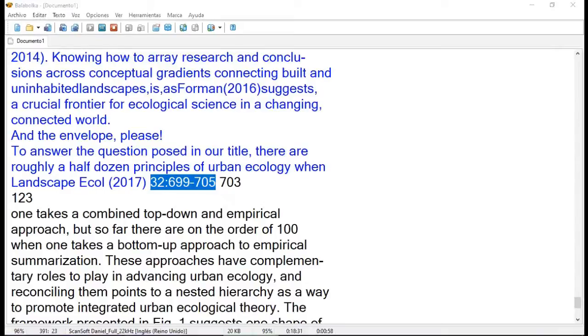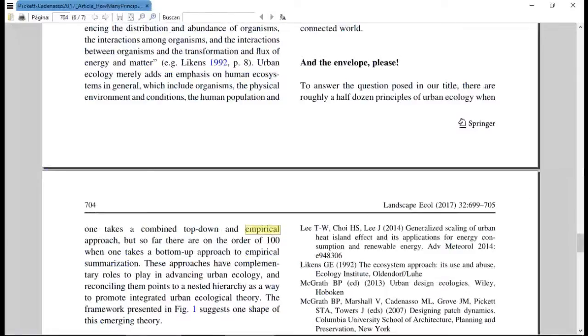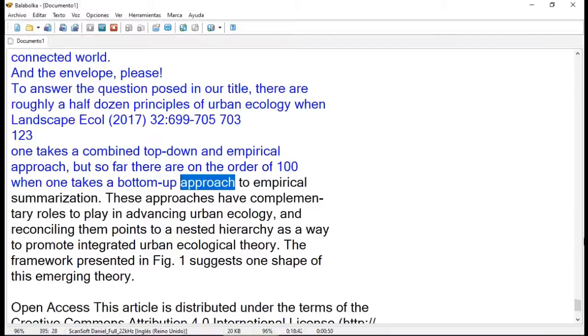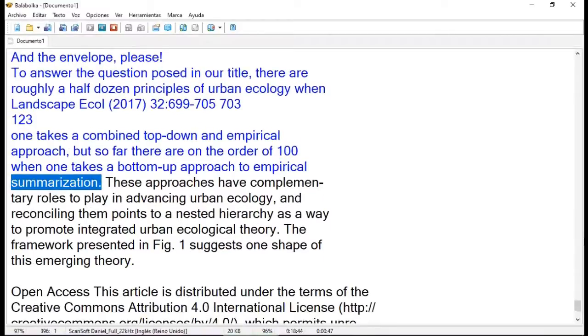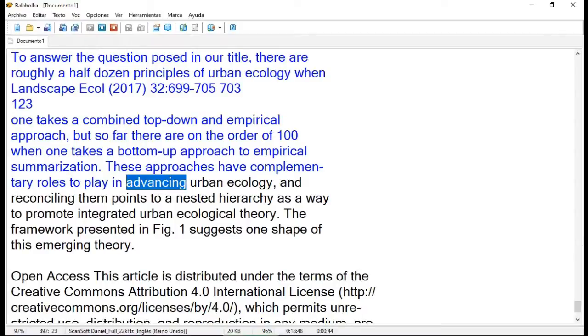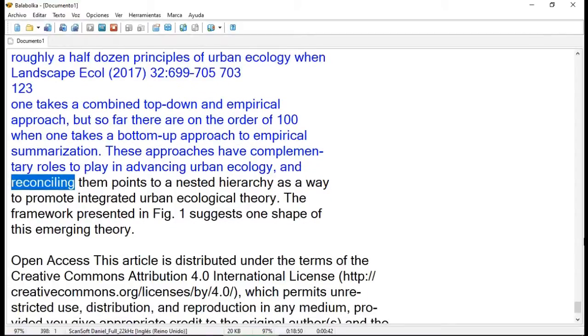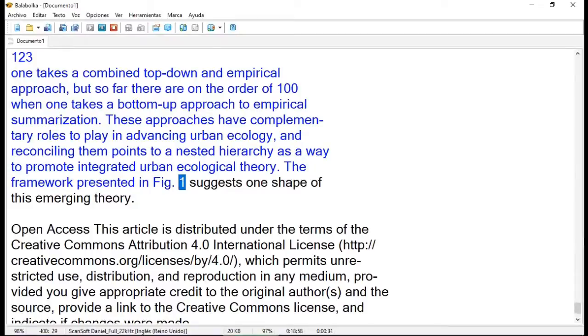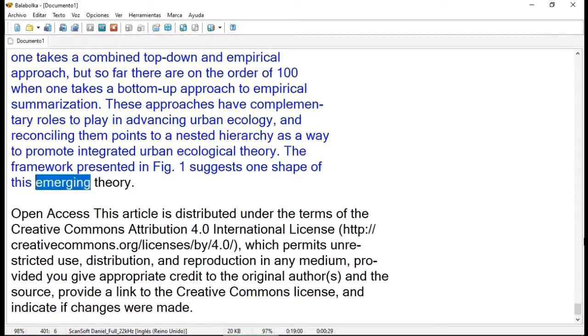One takes a combined top-down and empirical approach. But so far there are on the order of 100 when one takes a bottom-up approach to empirical summarization. These approaches have complementary roles to play in advancing urban ecology, and reconciling them points to a nested hierarchy as a way to promote integrated urban ecological theory. The framework presented in Figure 1 suggests one shape of this emerging theory.